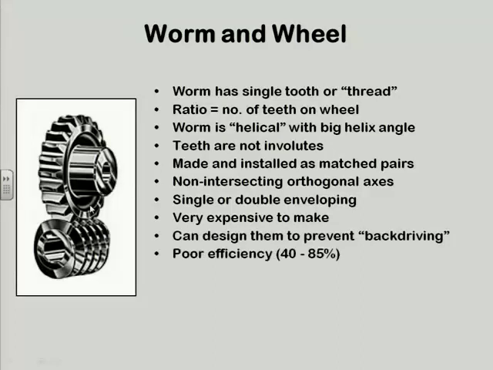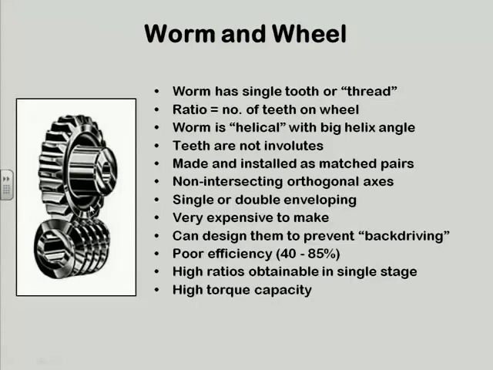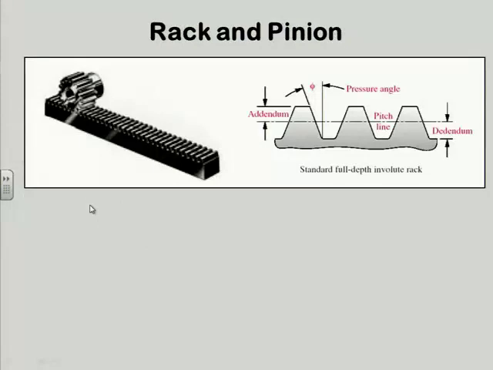I've mentioned the back driving issue. I mentioned the efficiency being not so hot. And I can get big ratios in a single stage because I got one tooth on one gear. That's quite handy. And lots of torque. These are heavy-duty kinds of things. Dump trucks, big, heavy dump trucks have worm drives in the rear end instead of the kind you have in your car or your light truck because they're able to take that load that the truck is subjected to.